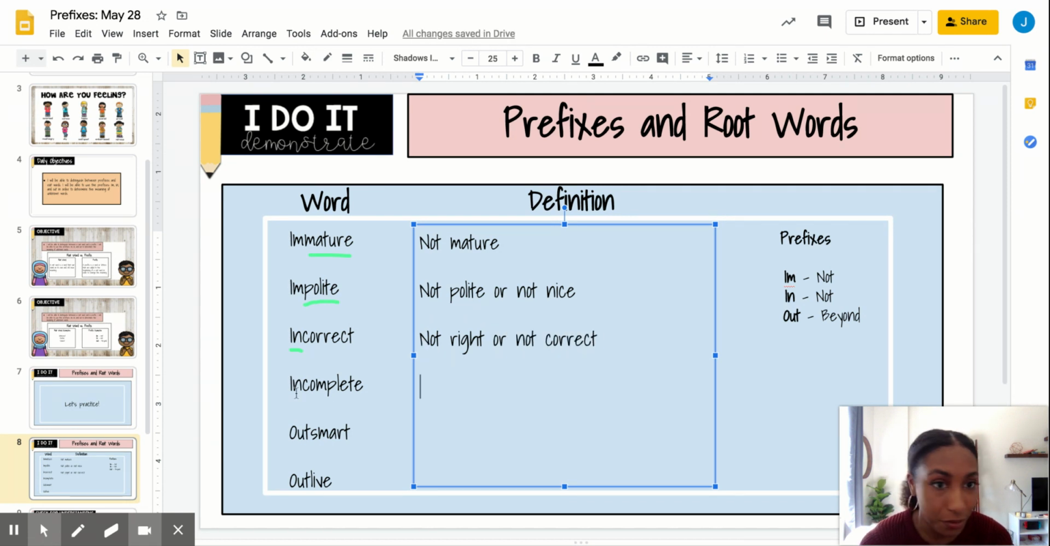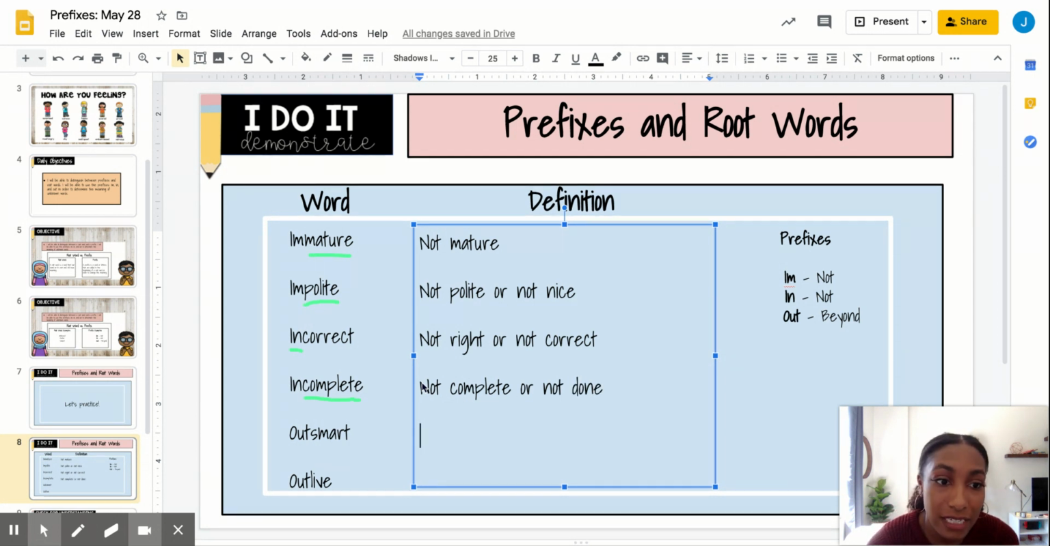What about incomplete? What is the root word of that one? Yeah, it's complete. We know that complete is on its own. Complete is like you finish something, it's done. Incomplete means not complete or not done.